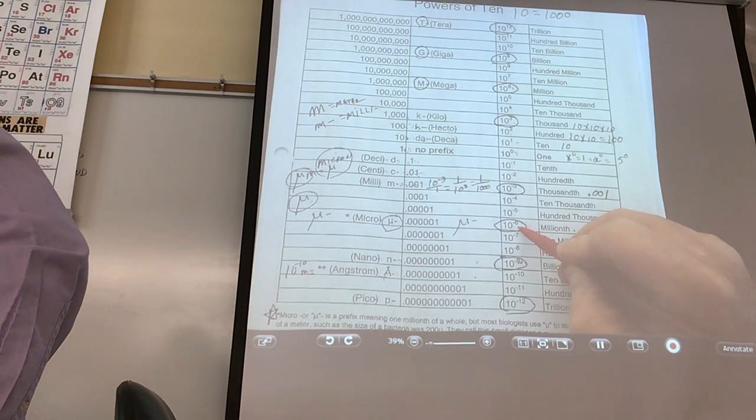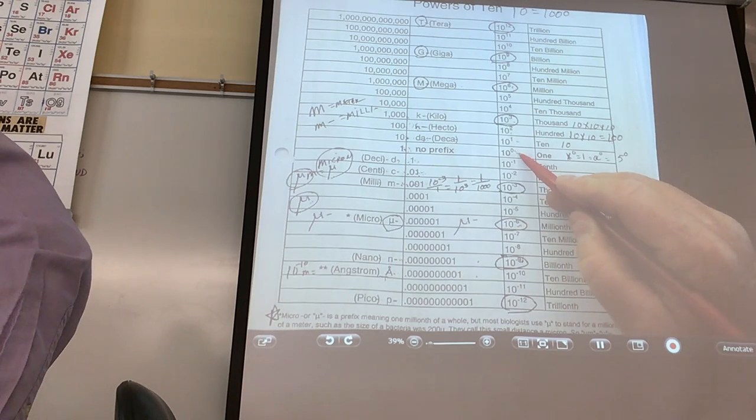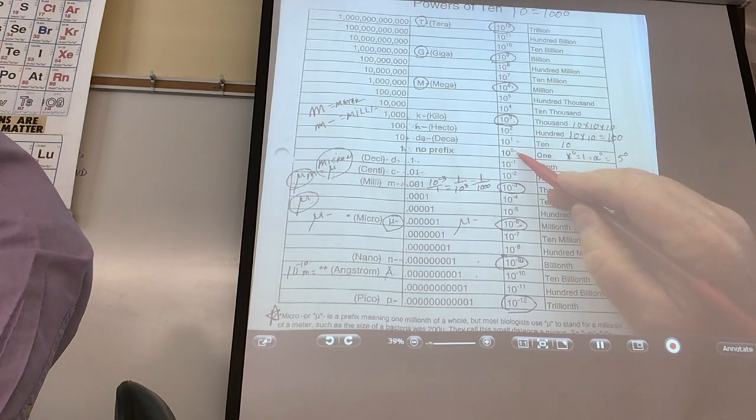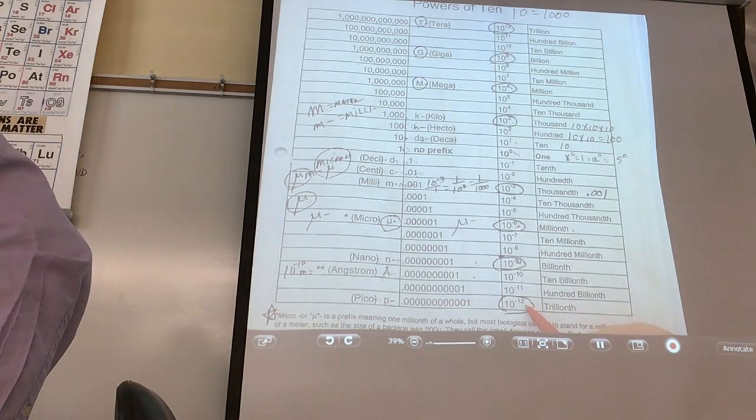How many of these does it take to make one of those? 100,000. How many are there between these? 100,000. Yeah, but no, how many powers of 10 are there between? Huh? Oh, 6. Yeah. So what's the answer? 1,000,000. A million. Okay.